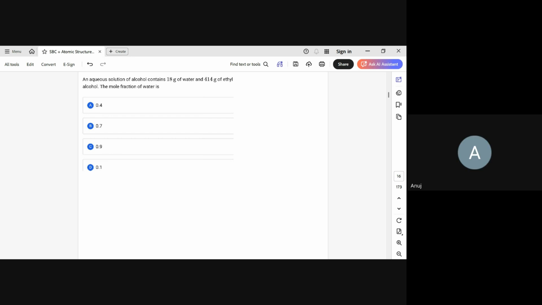So I think everyone answered. Okay. So the question is, an aqueous solution of alcohol contains 18 grams of water and 414 grams of ethyl alcohol. Mole fraction of water is. So what has been given to you in the question is the amount of water and the amount of ethyl alcohol, right? So what is the solute here? Water. Right. And you have to calculate the mole fraction of water.